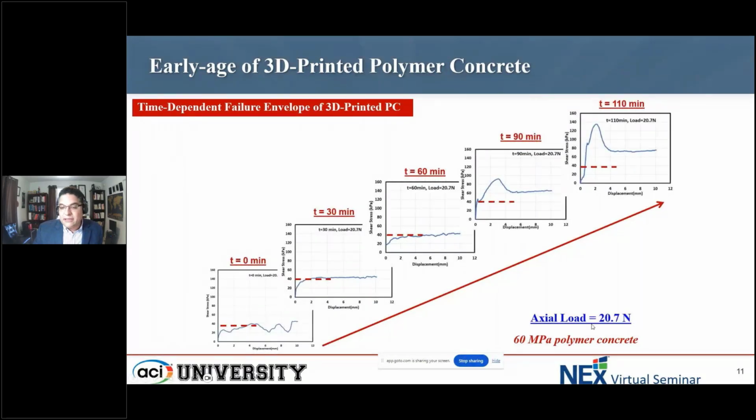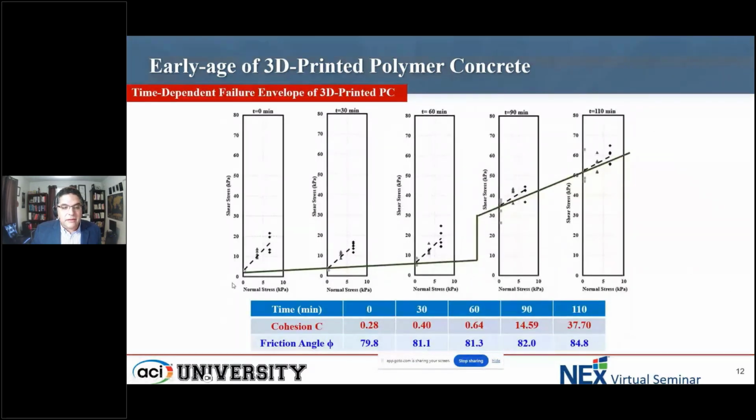We repeat the test at a different load. As you know, for this shear test, to get the envelope you need to change the axial load and measure the shear strength again. And as you can see, of course, as you increase the load, the value for shear is increasing because of the friction of the material. But we also see a dramatic increase after 60 minutes. So we use this to find the cohesion and the adhesion.